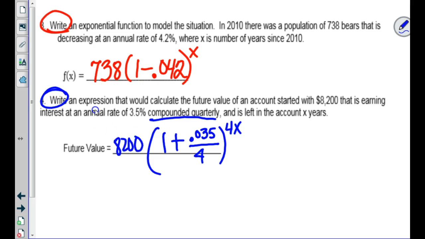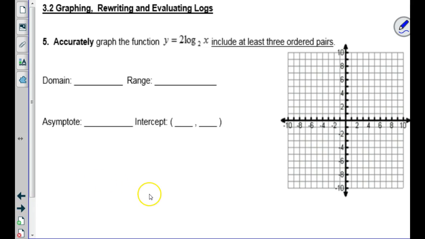Just the way it was typed. Everybody good? All right. Then we move on to the second section of the quiz, which is logs.